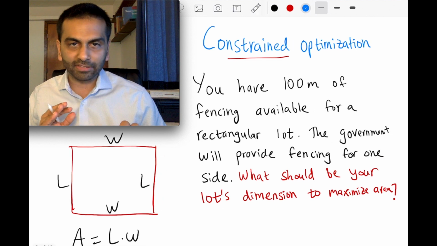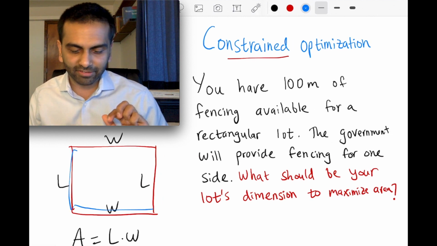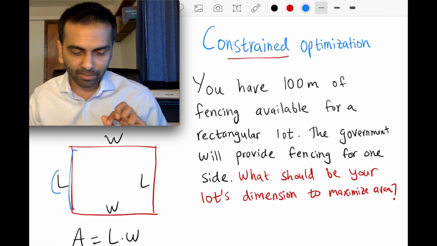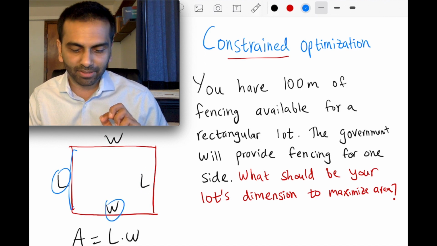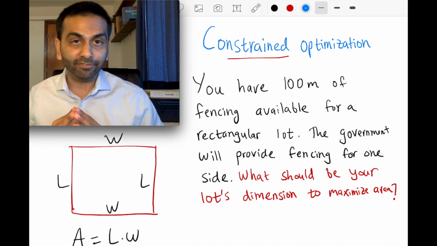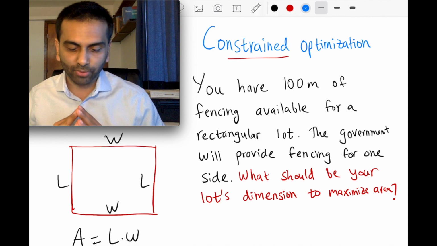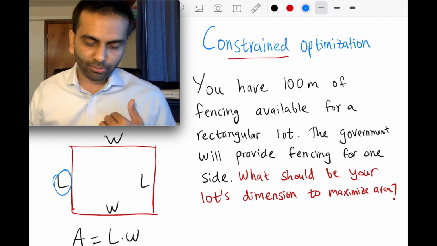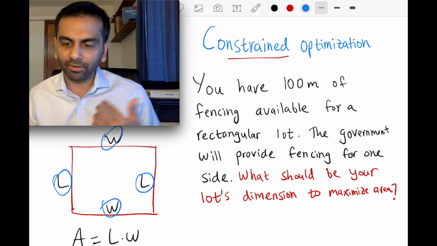Now, if that's all that there was, 100 total meters of fencing would just mean that literally L plus W plus L plus W, those four have to add up to be 100. But the government is going to provide for one of those four sides. We don't know which one. And really, it doesn't matter which one we call length or width. Those are sort of arbitrarily chosen anyway.